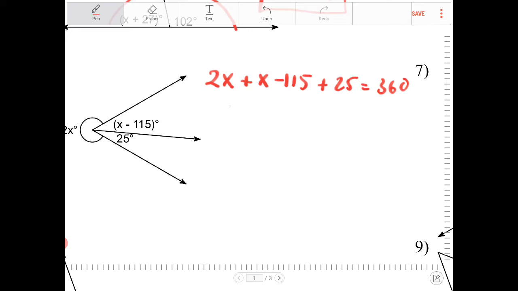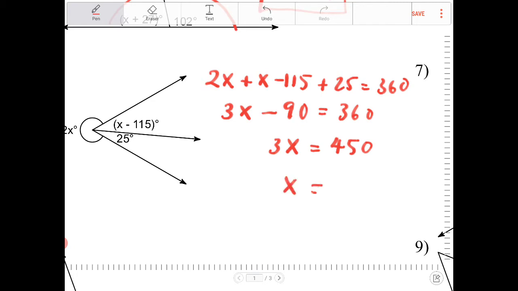So I'm going to add all this stuff up. I get 3x plus, or actually negative 115 plus 25. I'm going to end up with minus 90. So 3x minus 90 is equal to 360. I'm going to add over 90, so I'm going to end up with 3x is equal to 450. Or if I divide both sides by 3, I'm going to end up with 150 as x.